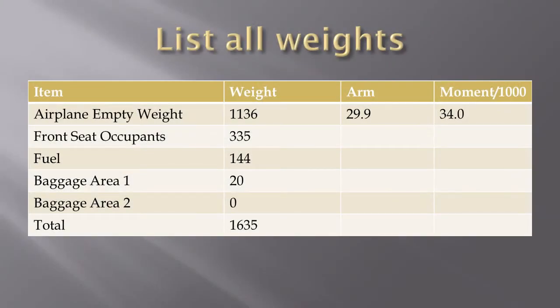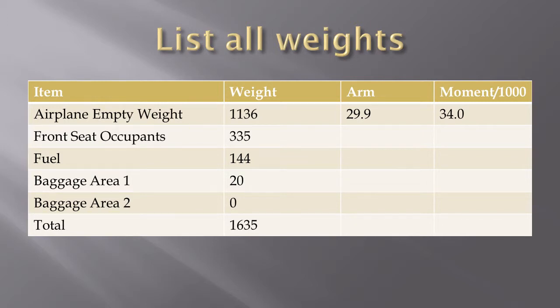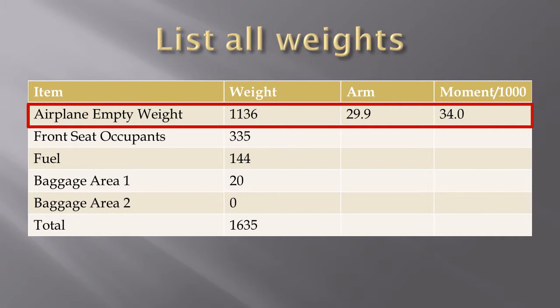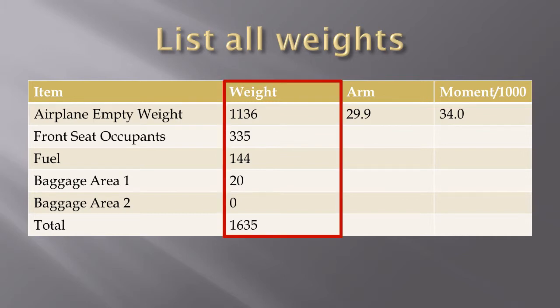In this case, our Cessna 152 has front seats and 2 baggage areas. The airplane weight is documented on the weight and balance record in the airplane. After we list the weights, they are added together and entered in the total.